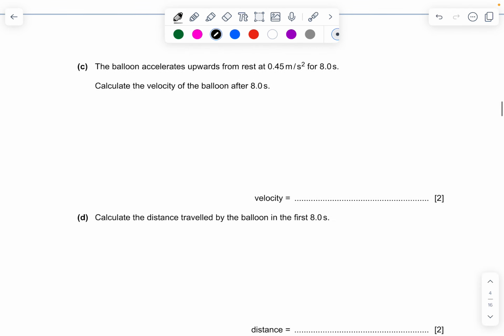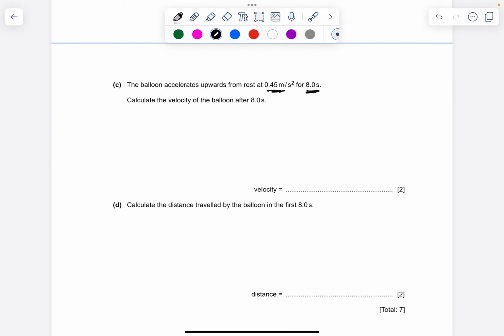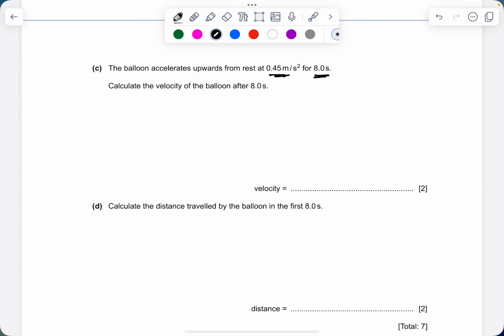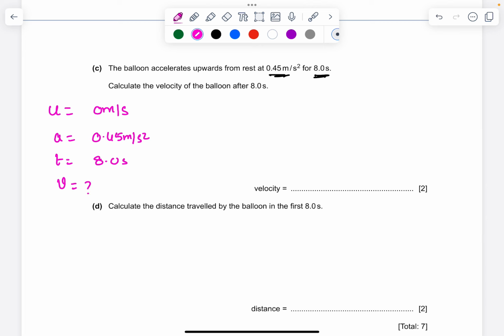That's question number 2, part B. Coming to part C: the balloon accelerates upwards from rest at 0.45 meters per second squared for 8 seconds. So we are going to list all the data to make our life easier. It is starting from rest, so initial velocity is 0 meters per second. Acceleration is 0.45 meters per second squared. Time equals 8.0 seconds. And final velocity is being asked.